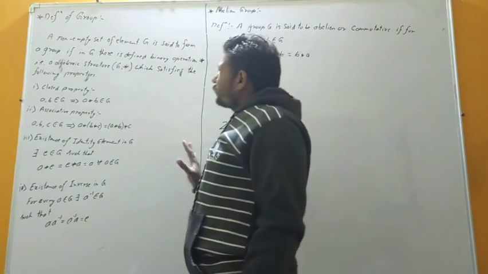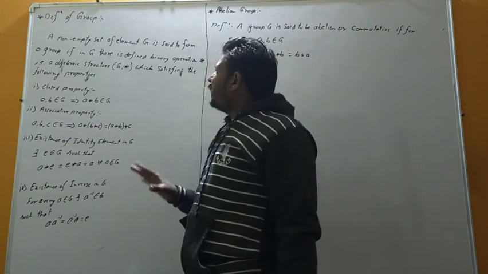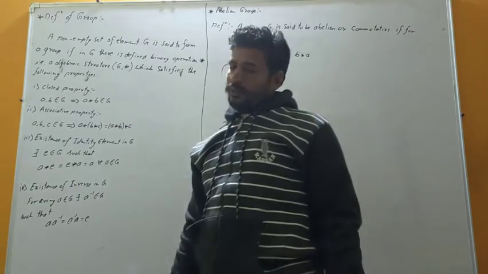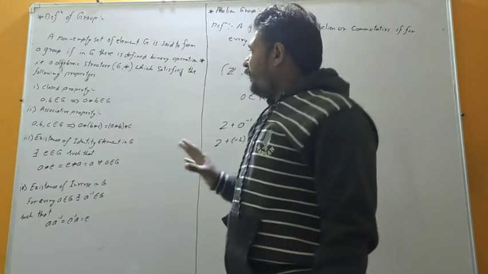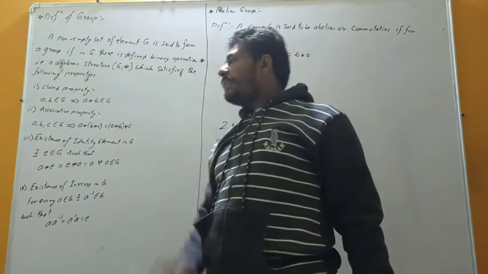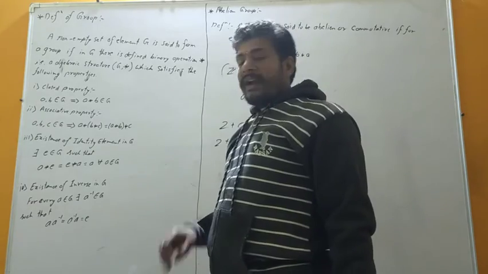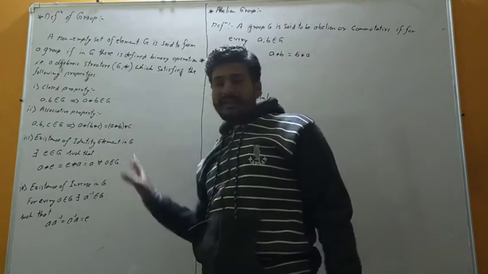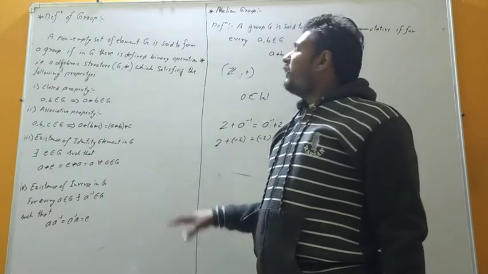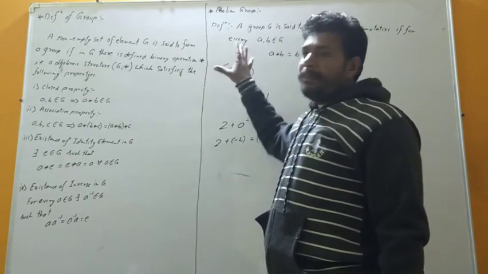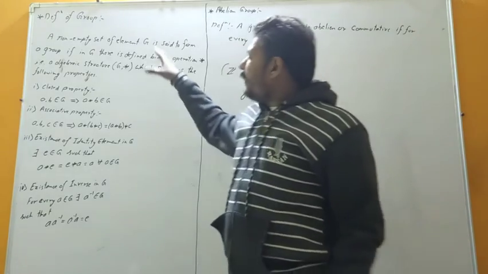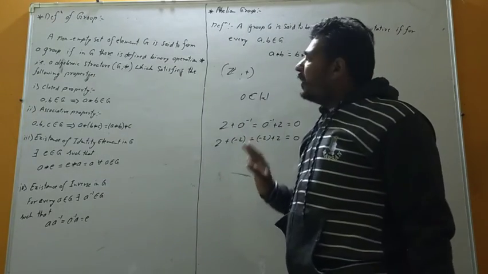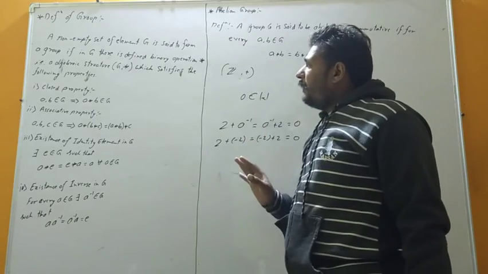One more thing: if we say that this is a group, this group is also called an associative group. When we say simply a group, we have to assume that it is an associative group, because the associative property is satisfied. But when we say abelian group, with these 4 properties, one more property is required, that is commutativity. This is about the definition of group.